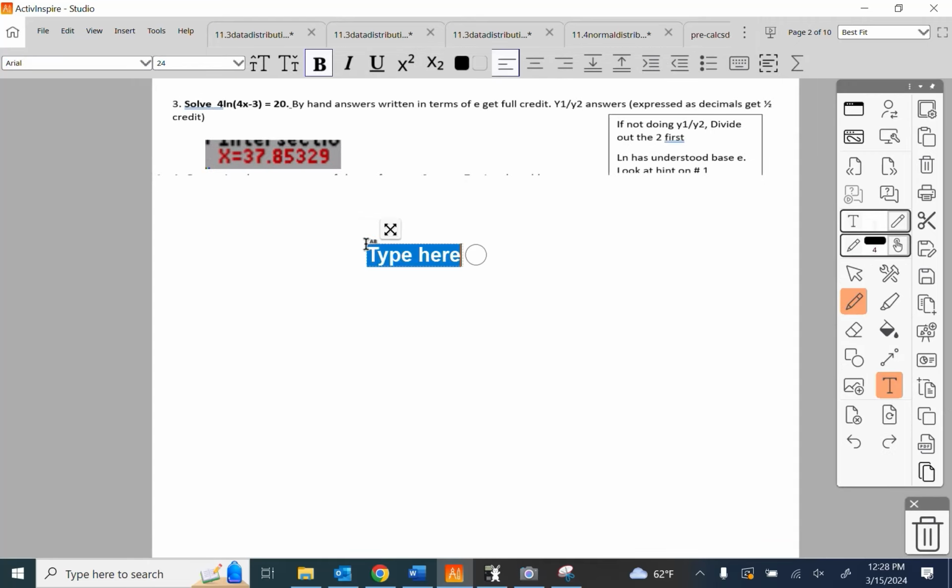that 4. I'd have the natural log of 4x minus 3 equal to 20. And I don't care who you are, you ought to know what 20 divided by 4 is. Now, ln has a little bitty understood e right here. So I'm going to do log as base. The base is e. The exponent's on the other side of equality, and it has to equal the argument, which now becomes the answer.